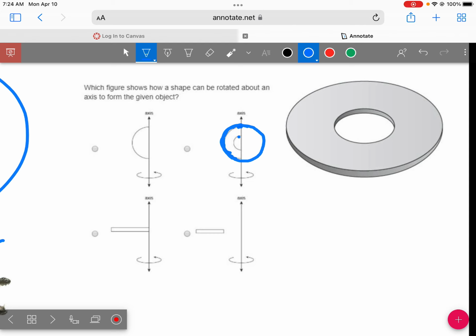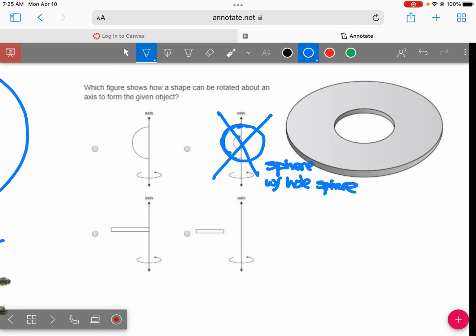So it's going to be a sphere, which is a three-dimensional object with a sphere that has a hole in the middle. Now this is definitely not a sphere. That's just a washer. So I don't think it's going to be that one.